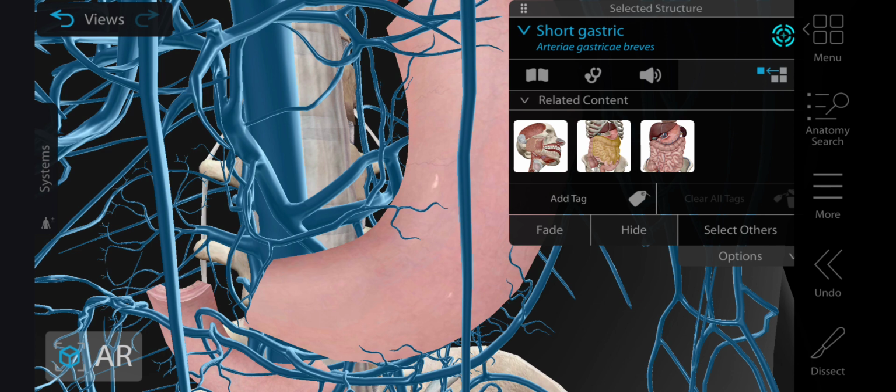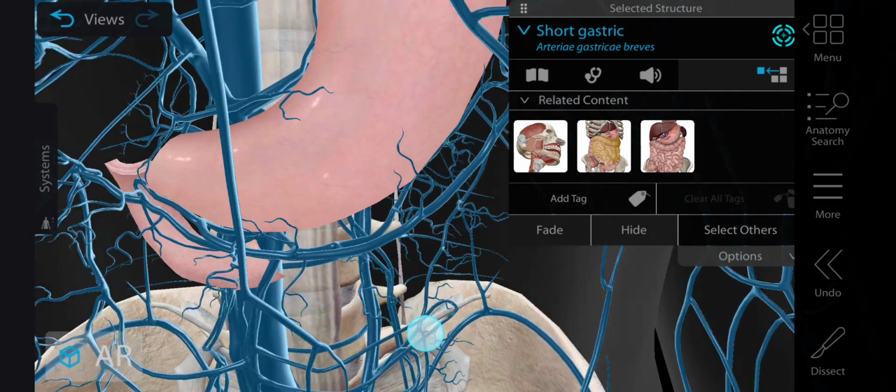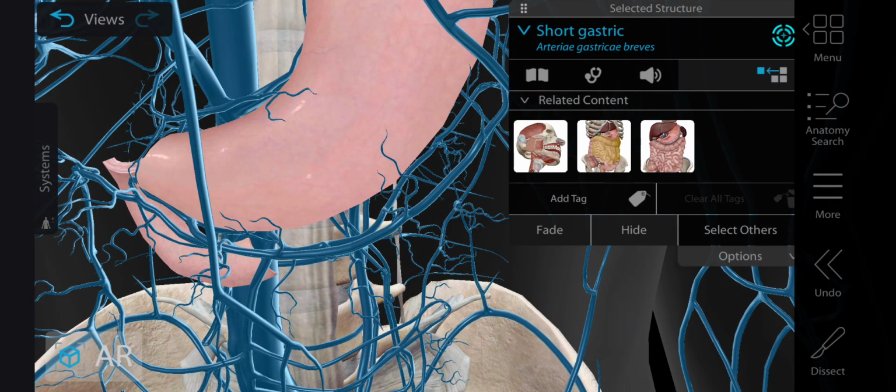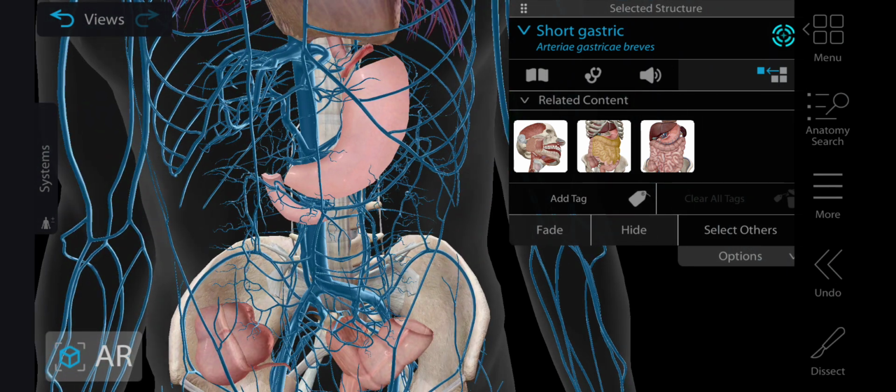And along greater curvature we have the right gastroepiploic vein which drains into the superior mesenteric vein, and left gastroepiploic vein and short gastric vein which are draining into the splenic veins. So this was all about the blood supply of the stomach.